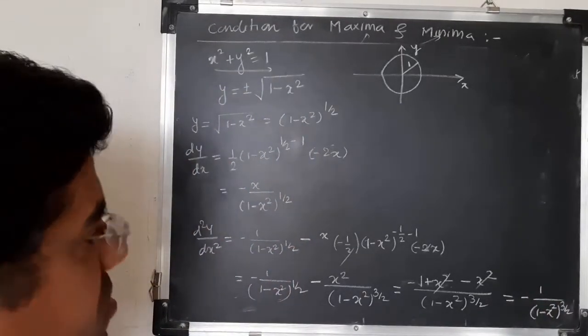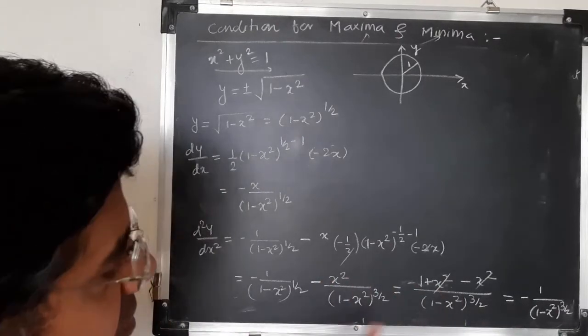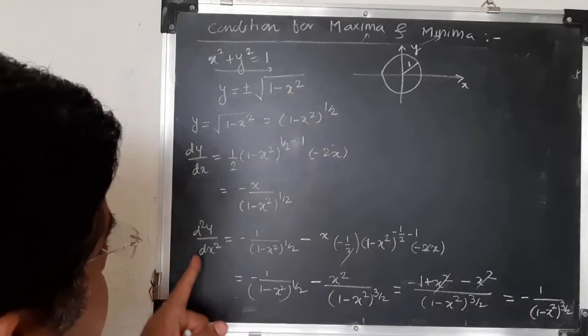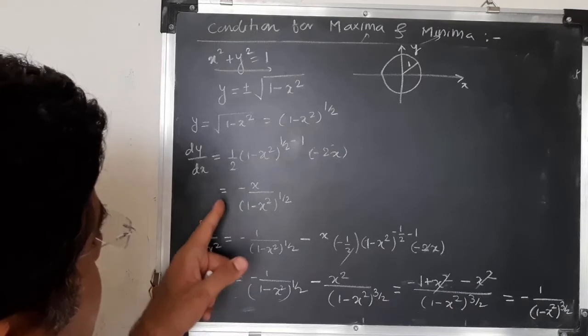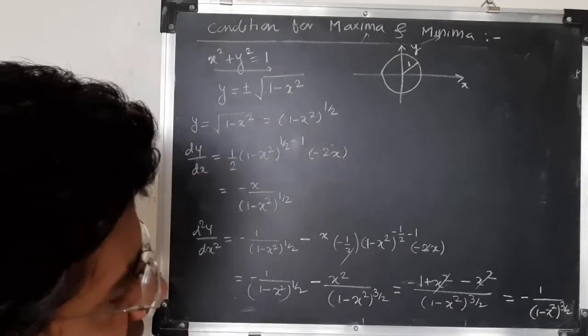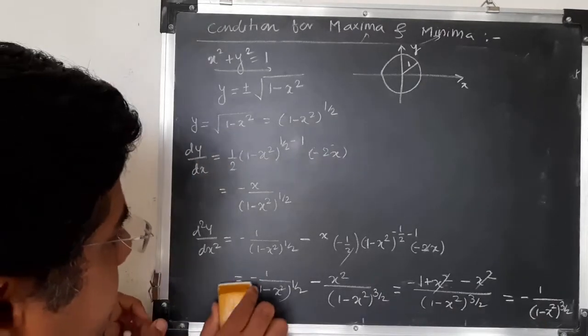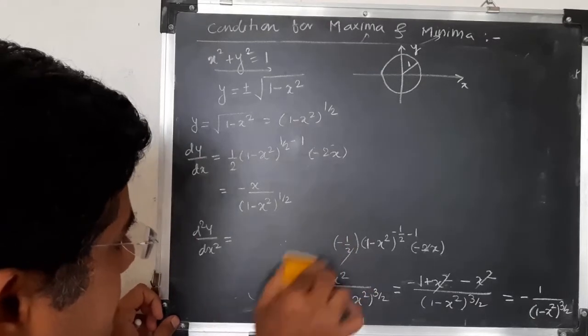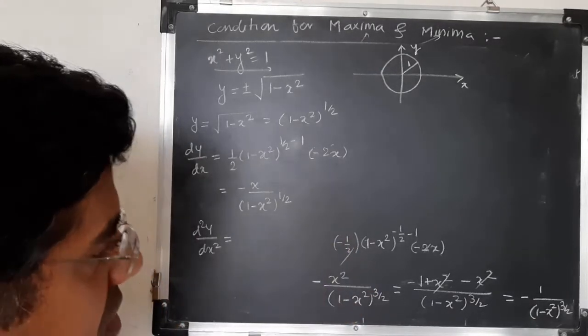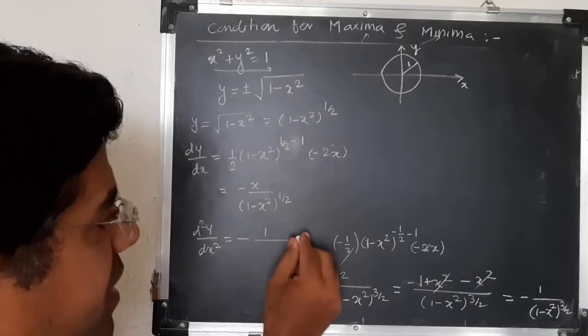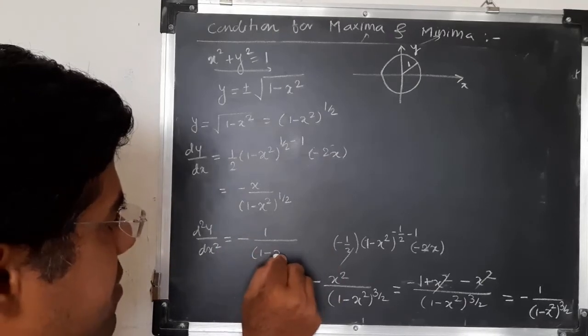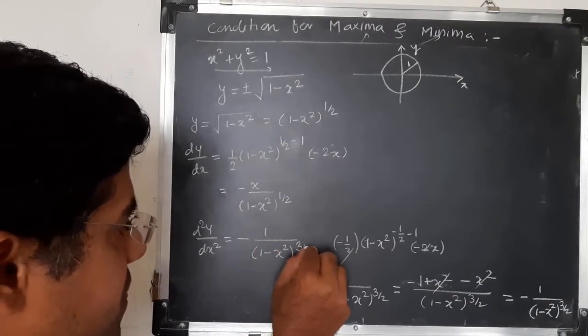Okay. So I'll directly write down the step over here. When you have taken the second differentiation of this function y, you'll get this value. So I'll write that value over here directly, due to the shortage of space. So this is minus 1 divided by 1 minus x square raised to 3 by 2.